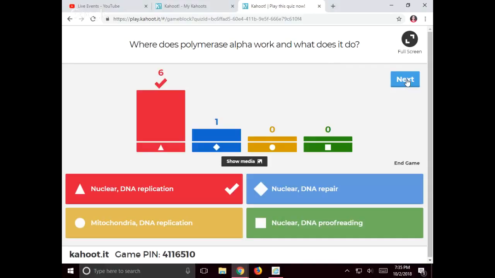So, which ones do repair and which ones do proofreading? Do you guys know? Beta and delta do, or not delta, beta and delta have one for free. And I don't know, whatever mitochondria does. Mitochondria's one is gamma. It does everything.